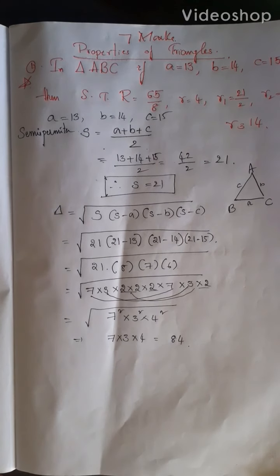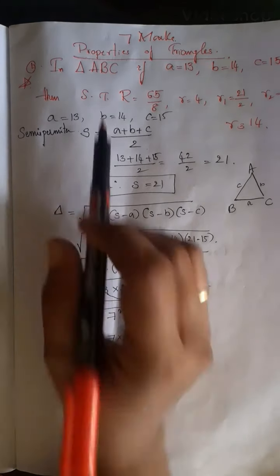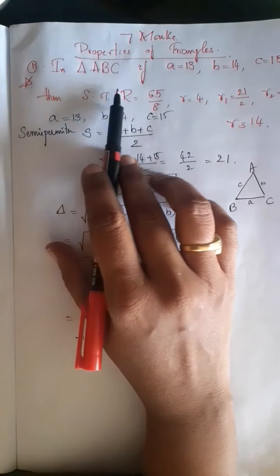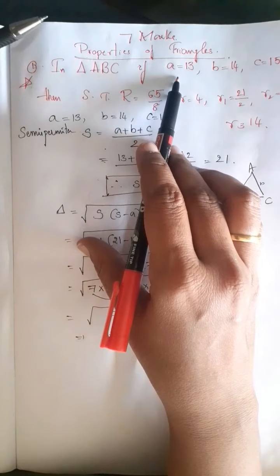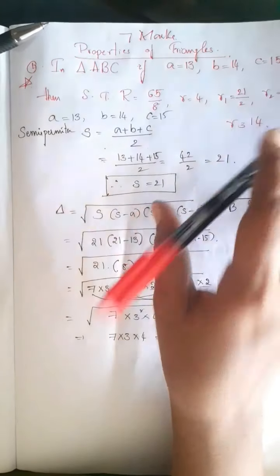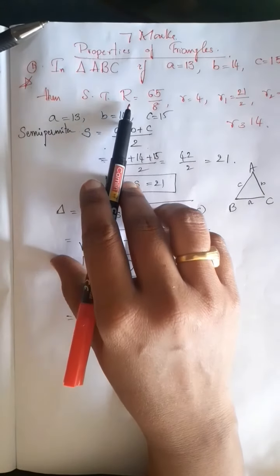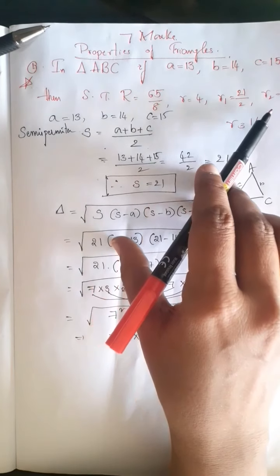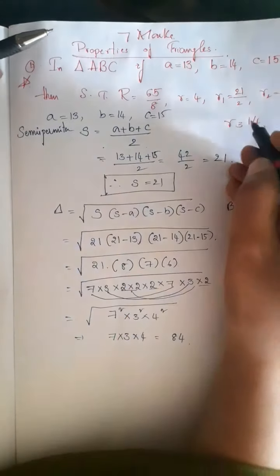Next, see 7 marks questions. See properties of triangle, 7 marks questions. First question you see: in triangle ABC, if A, B, C values are given, we have to show that capital R value is 65 by 8, small r is equal to 4, R1 is equal to 21 by 2, R2 is equal to 12 and R3 is equal to 14.